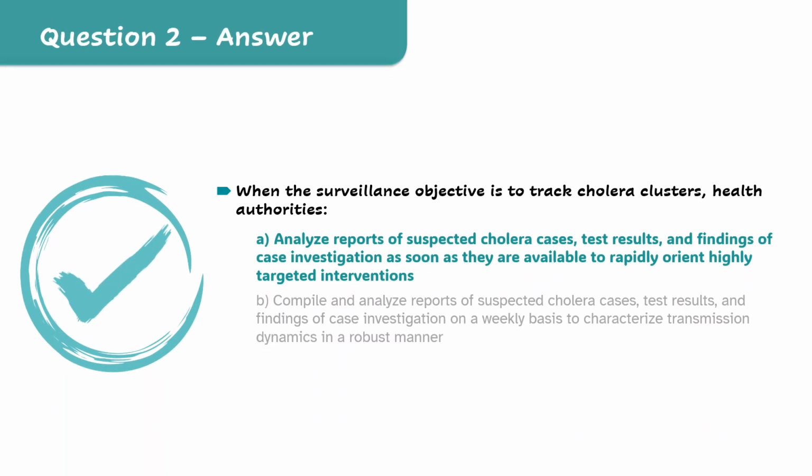The correct answer is A. When the surveillance objective is to track cholera clusters, health authorities analyze reports of suspected cholera cases, test results, and findings of case investigation as soon as they are available to rapidly orient highly targeted interventions.